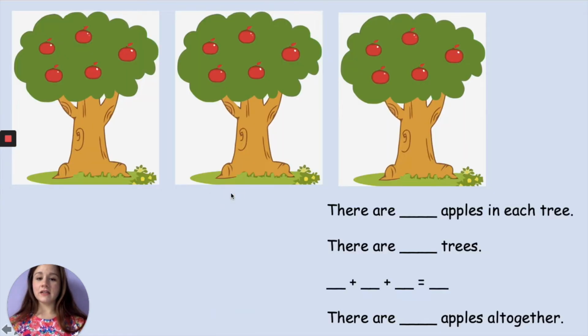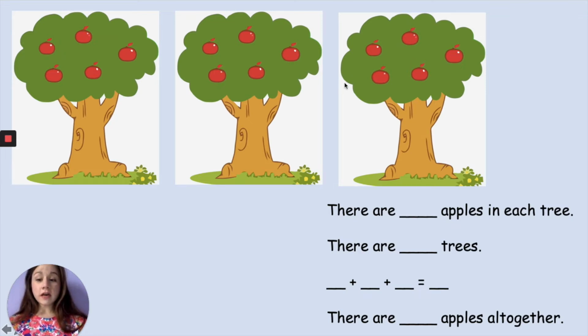It's really good. Now, there are something apples in a tree. There are something trees. Then we have to make an addition sentence and fill in the sentence. So let's count how many apples we have in each tree. 1, 2, 3, 4, 5. Now let's check this one. 1, 2, 3, 4, 5. And this one, 1, 2, 3, 4, 5.